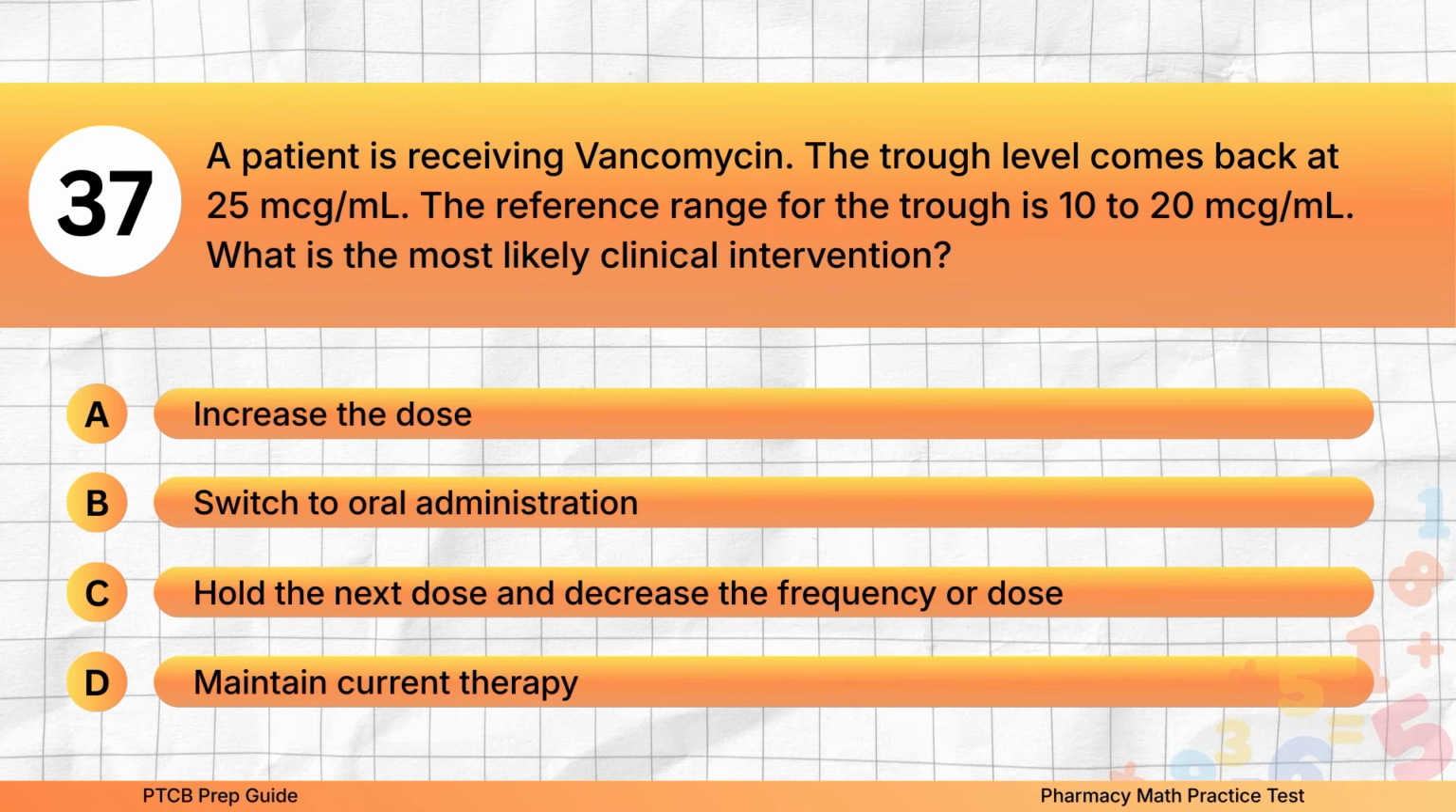A. Increase the dose. B. Switch to oral administration. C. Hold the next dose, and decrease the frequency or dose. Or D, maintain current therapy. Think about what the lab results mean before playing the solution. This is a clinical math interpretation.